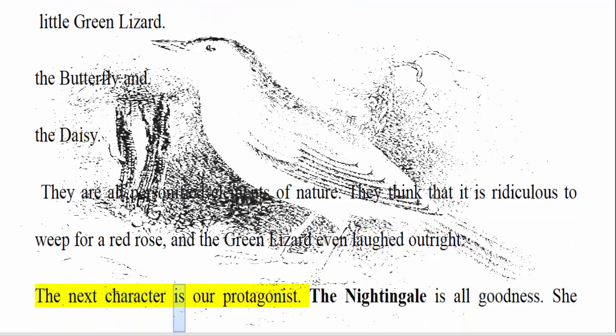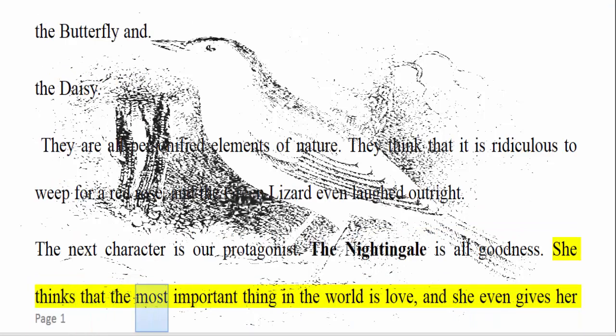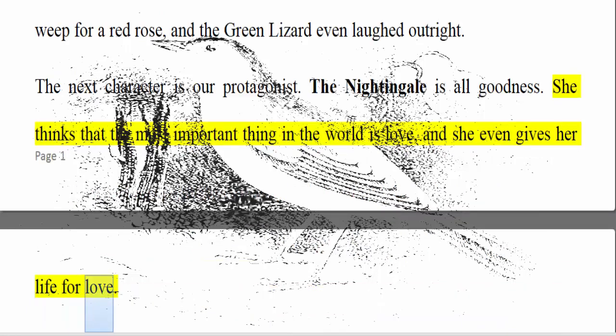The next character is our protagonist. The nightingale is all goodness. She thinks that the most important thing in the world is love, and she even gives her life for love.